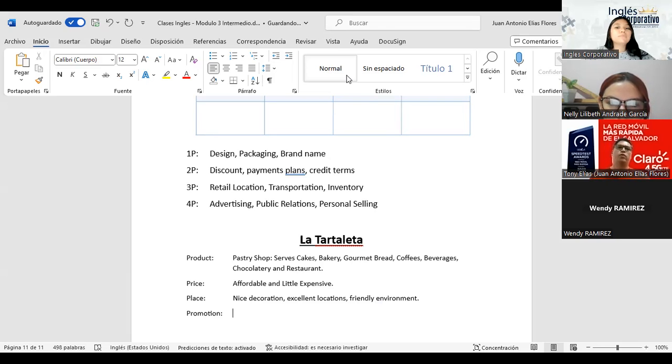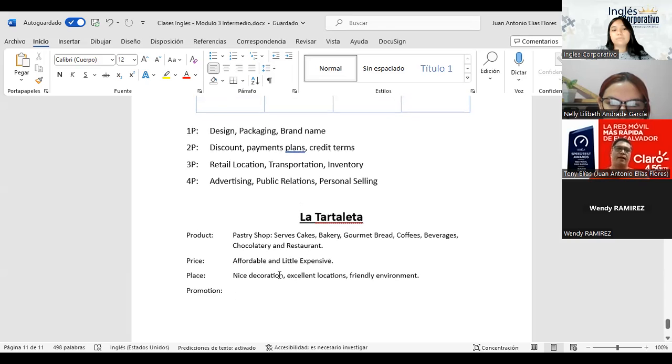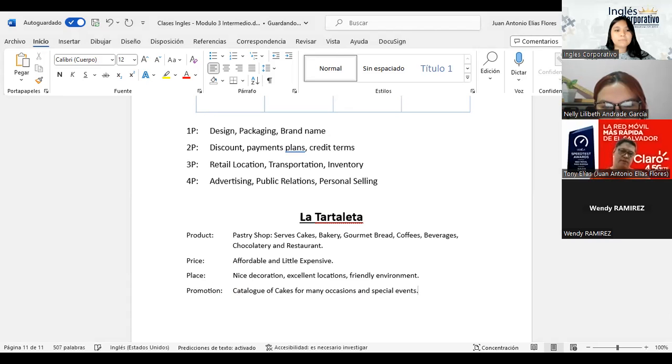Okay, and the promotion. We need to describe the promotion of La Tartaleta. Maybe they have a special gate for a specific date, maybe a Mother's Day, a Father's Day. I don't know how you say catalog. Catalog. Okay, catalog. Excellent. For many occasions, the special occasions and special events. Okay.